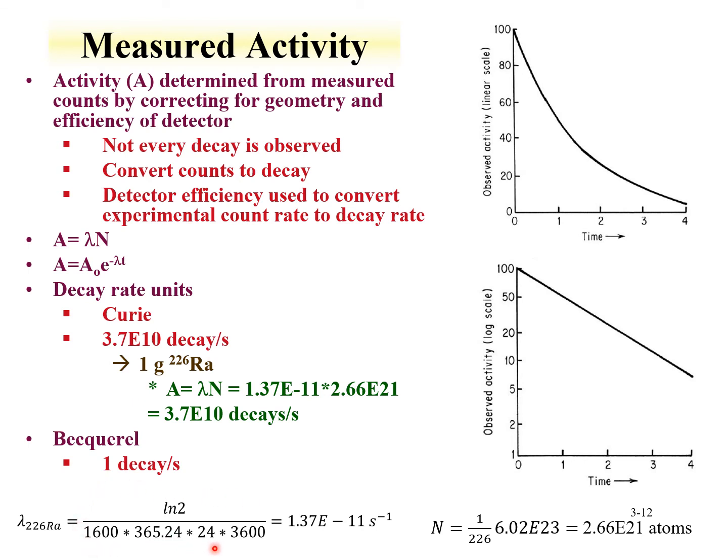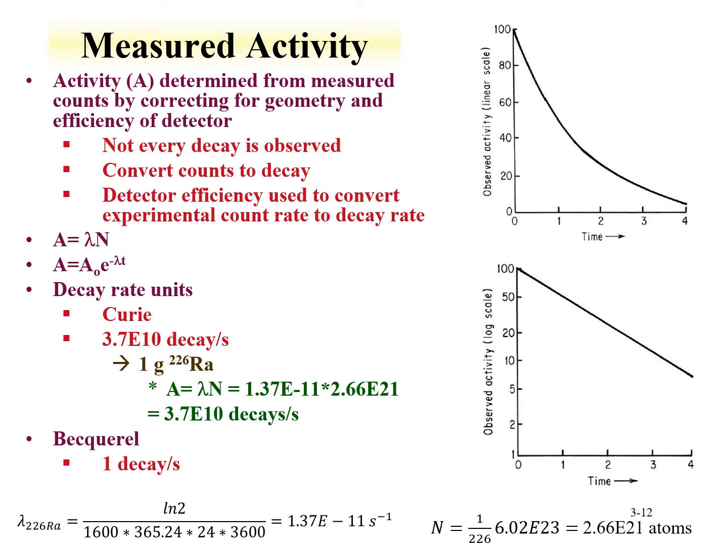For the decay constant, log 2 is divided by the half-life in years, 1,600. There's 365.24 days in a year, 24 hours in a day, 3,600 seconds in an hour. That gives a decay constant of 1.37 times 10 to the minus 11 inverse seconds. The number of atoms of radium-226 in a gram is shown here, where the atomic mass of radium-226 is used, 1 divided by 226 times Avogadro's number, 6.02 times 10 to the 23rd, gives 2.66 times 10 to the 21st atoms of radium-226 in a gram. These terms are then used to determine the activity by multiplying the decay constant times the number of atoms.